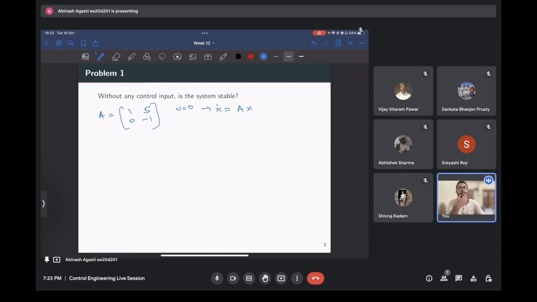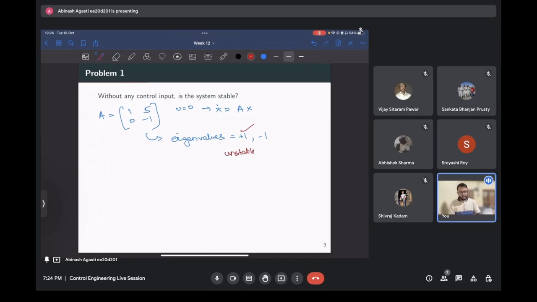So how did we know it in a SISO case? We basically saw where the poles were located. So here also we'll do something similar and check where the eigenvalues are located, right? So for this matrix, we know that the eigenvalues are plus 1 and minus 1. Clearly, this one is an unstable eigenvalue because it is plus 1.